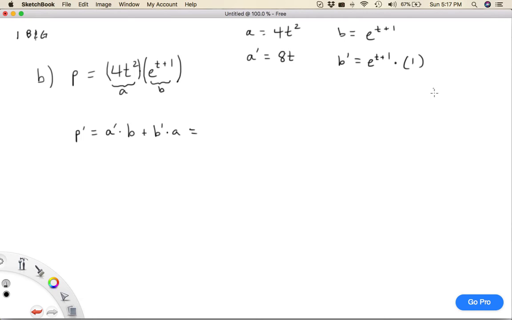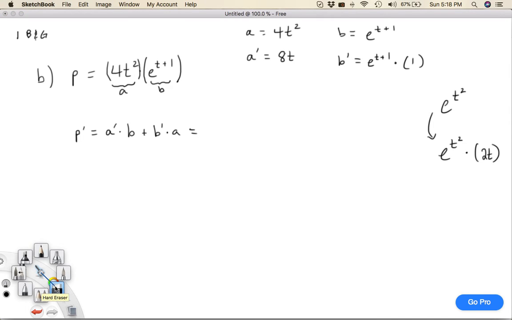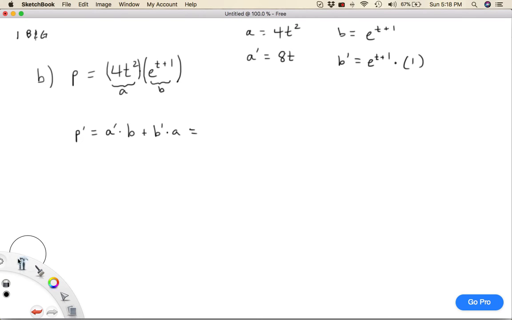I guess a side note would be if this was like e to the t squared, then its derivative would be e to the t squared times, what's the derivative of t squared? 2t. So that's where the chain rule would come in for an e power. But like I said, in the example that we're doing now, the derivative of the e power is just 1. So we don't really need it.